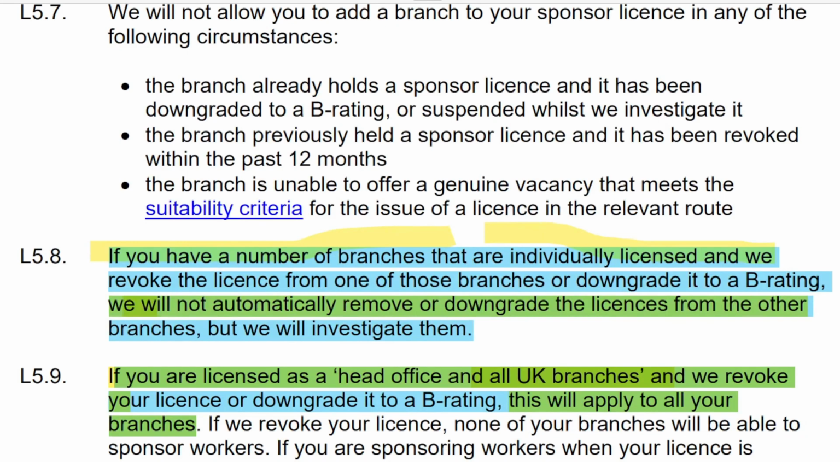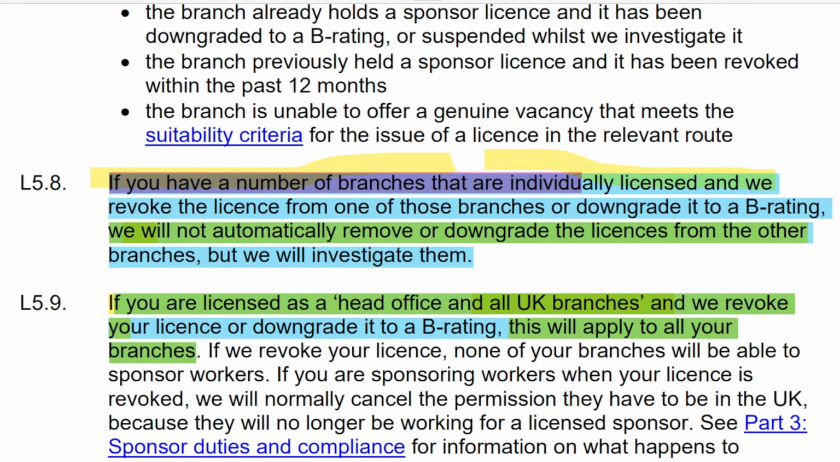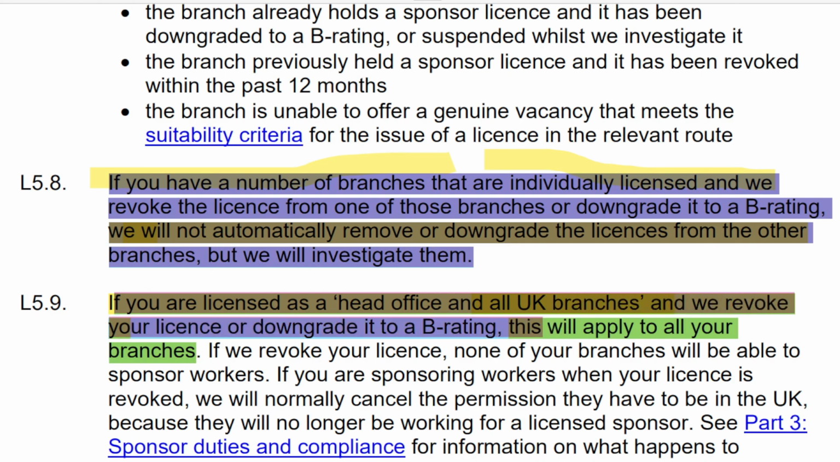So the benefit of this is if you have a number of branches that are individually licensed and we revoke the license from one of those branches or downgrade it to a B rating, we will not automatically remove or downgrade the license from other branches, but we will investigate them. So if one of your branches breached the license, the Home Office will revoke or downgrade only that one branch, not all of them. But if you have a license as a head office and all UK branches, and we revoke your license or downgrade it to B rating, this will apply to all the branches.